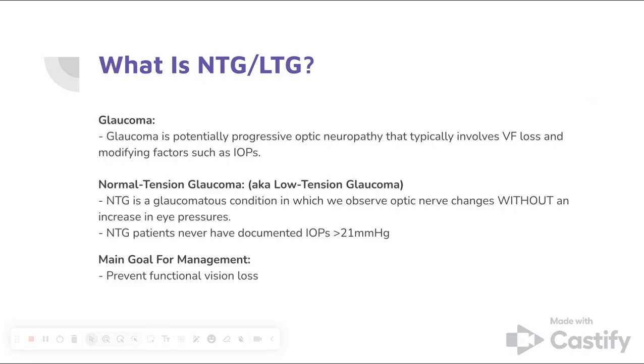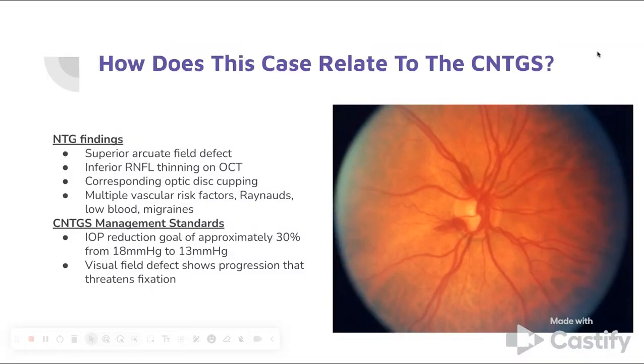Quick overview about glaucoma and normal tension glaucoma. Glaucoma we know is a progressive optic neuropathy that typically involves visual field loss, and our main modifying factor for glaucoma is IOP. With normal tension glaucoma, we observe optic nerve change without any increase in eye pressures. Normal tension glaucoma patients never have a documented IOP greater than 21 in either eye. And with normal tension glaucoma, our management is the same as all other types of glaucoma. Our goal is to prevent functional vision loss.